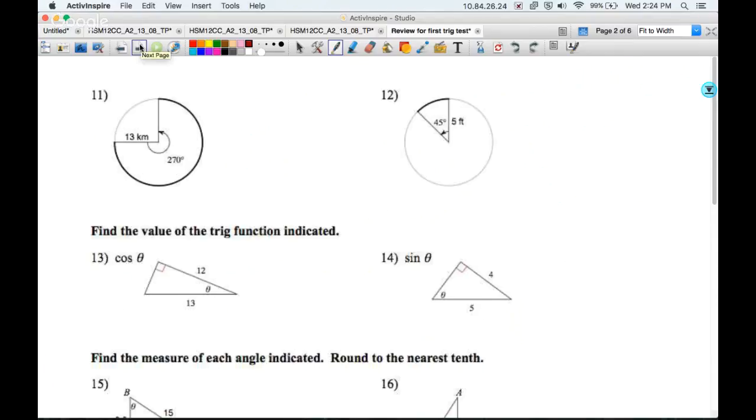Moving on. Now we've got some that give it in degrees. We got to convert that to radians. If you got your unit circle, this is one that's on there. We know it's just 3 pi over 2. So 3 pi over 2 is that angle. Now we can multiply it by the radius 13. Now we have 39 pi over 2 kilometers.